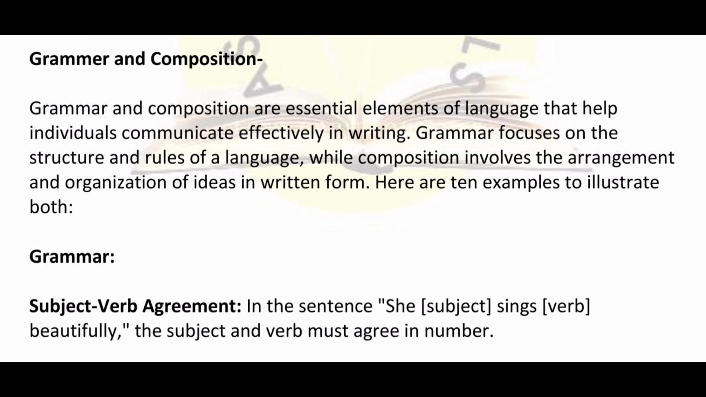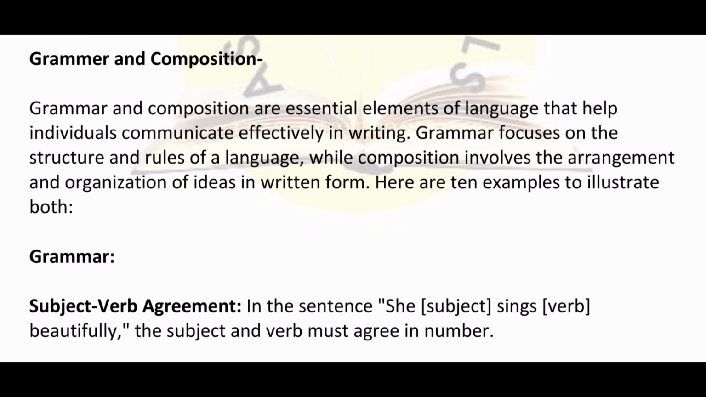Now, grammar focuses on what? It focuses on the structure, on the rules, on the tenses. How do we form the sentence? What is the structure? Where to place the subject? Where to place the object? What is the verb? What is the adjective? What is the conjunction used? So these things, the parts of speech specifically, are related to grammar.